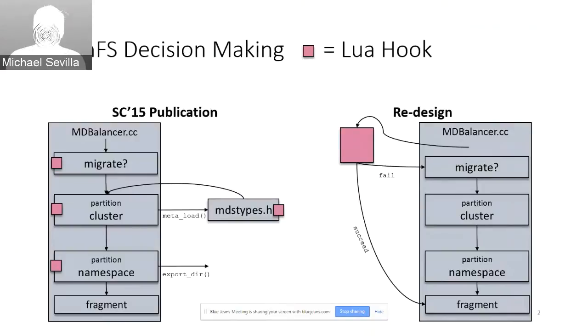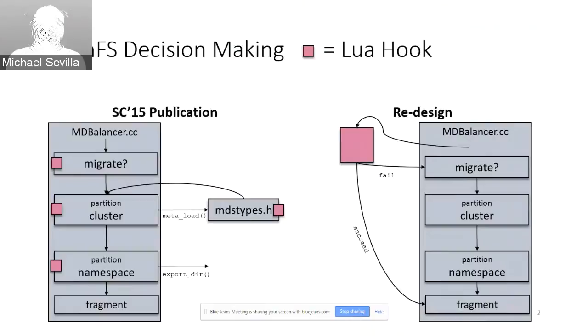The first time I showed this to you guys, you asked for some architectural changes. The one on the left is the publication. It was basically hacked together. I went into the MD balancer and added all these Lua hooks, and I added them in weird places. And I think when I issued the pull request, it was really confusing as to what I did.